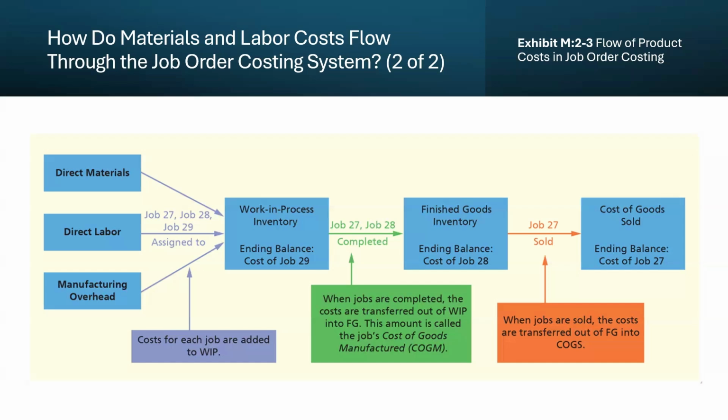For the ending balance of finished goods inventory, only the cost of job 28 remains. Once that job is sold, its costs are transferred from the finished goods inventory to the cost of goods sold. And the ending balance of the cost of goods sold reflects the cost of job number 27.